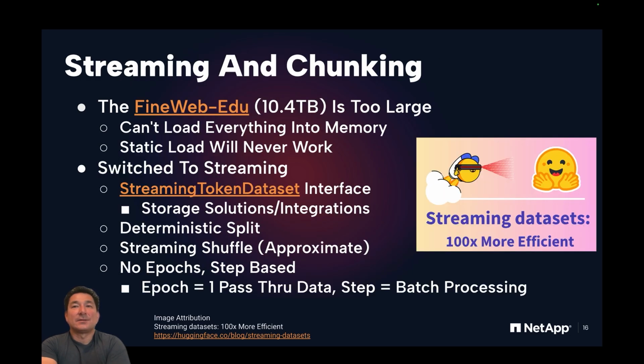Even with 8 H100s in a given node, the FineWeb EDU dataset is still far too large. You can't fit everything into memory and even distribute it across multiple GPUs, so static loading will not work. When you have datasets this large, you need to switch to a streaming interface. We need to stream the dataset as you need it, and one very popular method is using the streaming dataset interface on Hugging Face. It's a pretty good library, and you can do things like a deterministic split on the dataset, and you can shuffle the input while you stream.